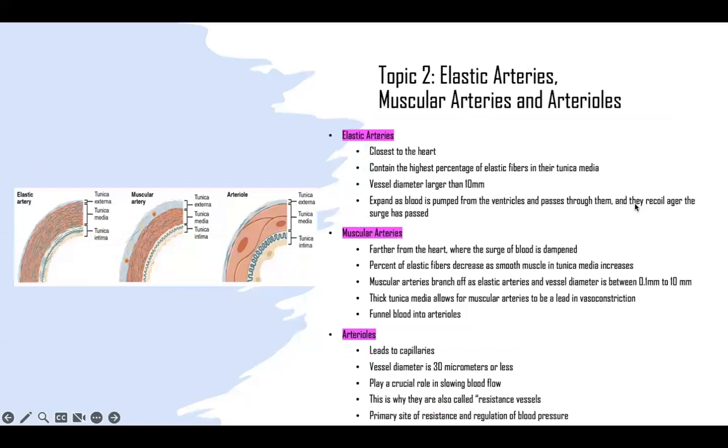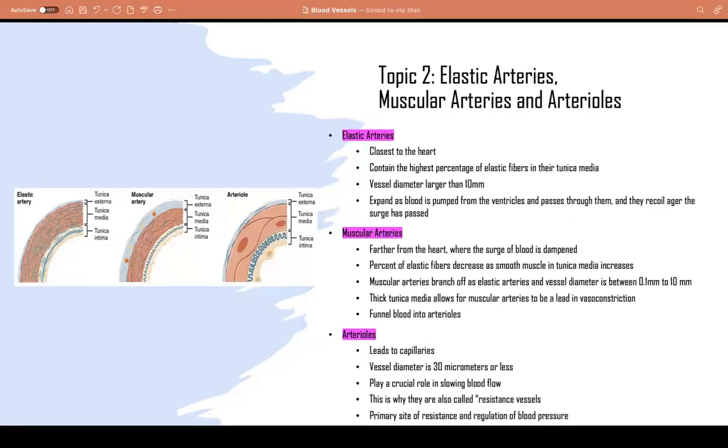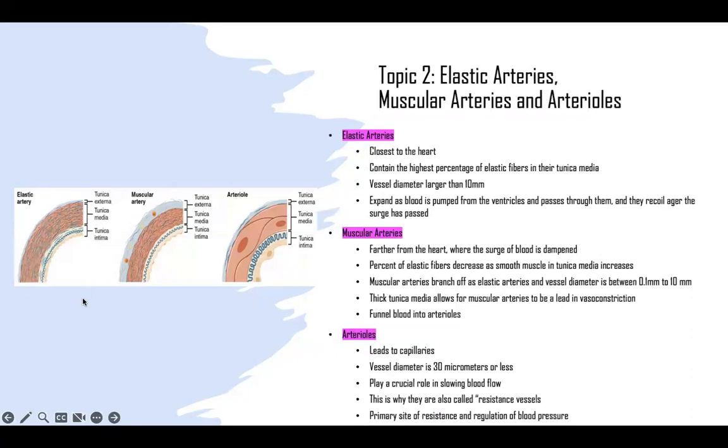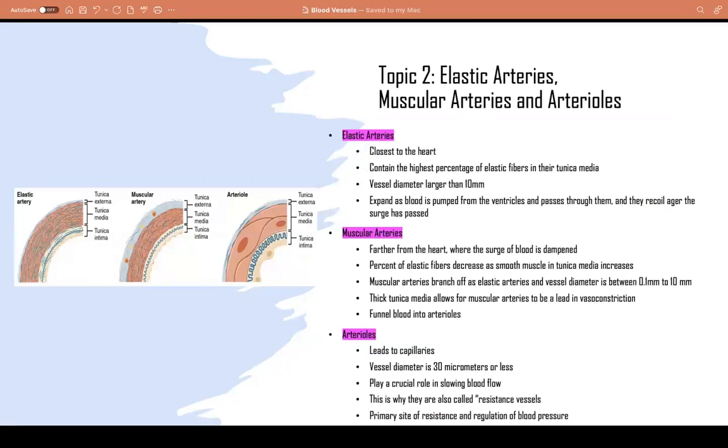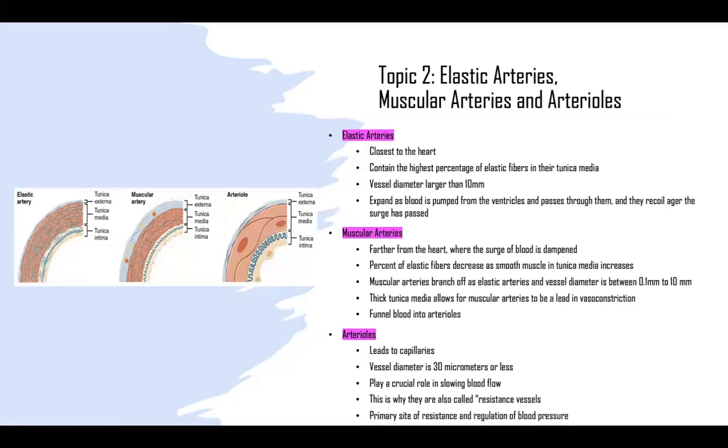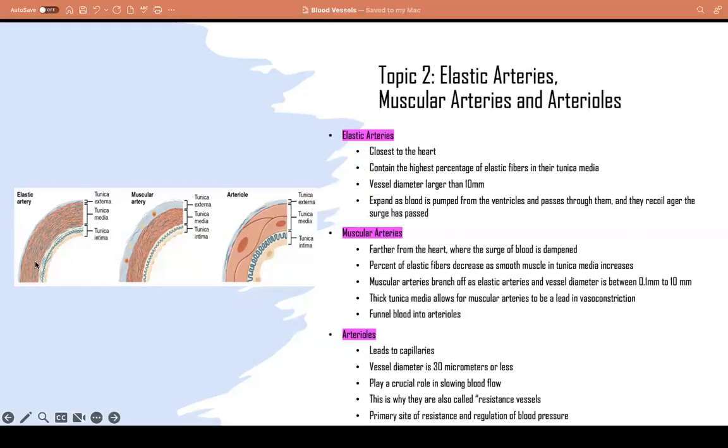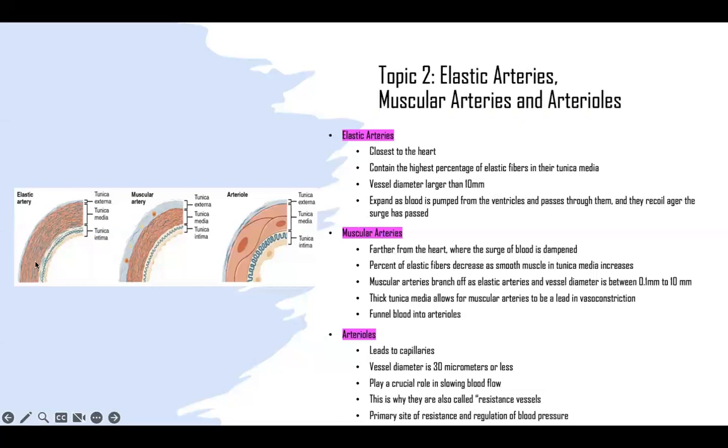All right, we are moving on to topic 2, where we are going to be talking about elastic arteries, muscular arteries, and arterioles. Elastic arteries, which can be found right here, are closest to the heart. They have their name due to containing the highest percentage of elastic fibers in their tunica media, which can be seen here as the thicker section of the elastic artery. Their vessel diameter is normally larger than 10 millimeters.